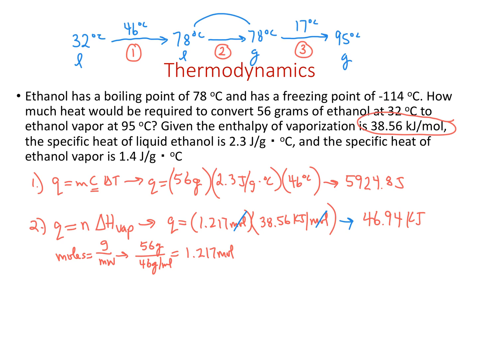Now I need step 3, and for step 3, I'm back to Q equals m c delta T, except I want to use the specific heat now of ethanol vapor, because now I've gone through the phase change.